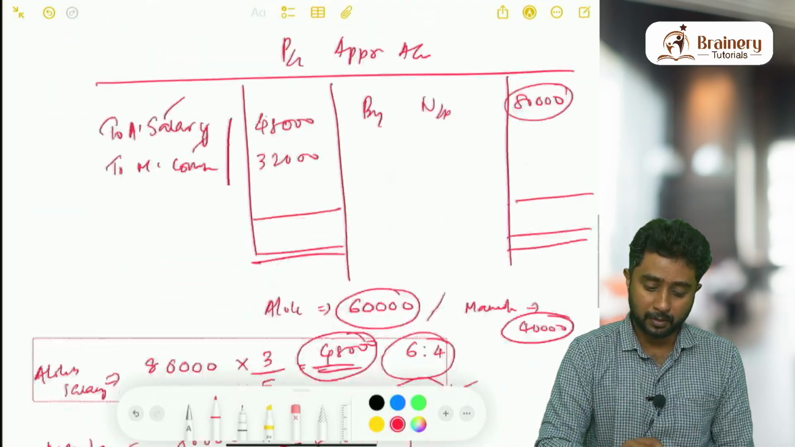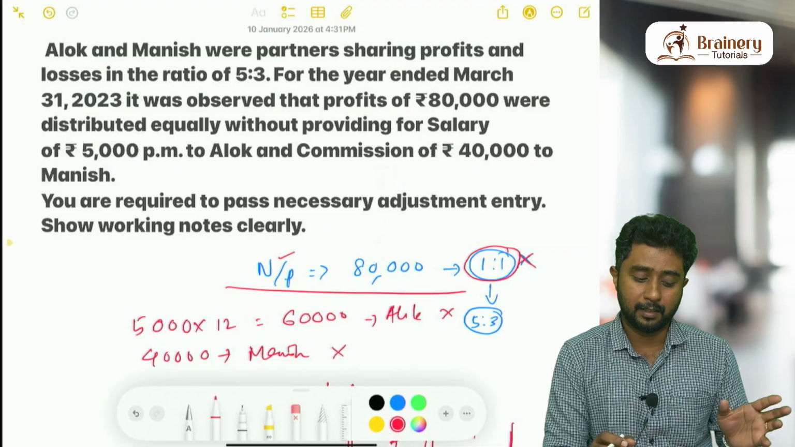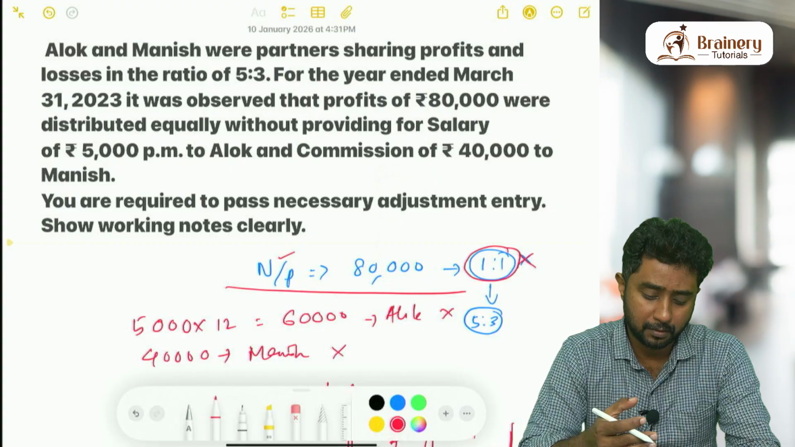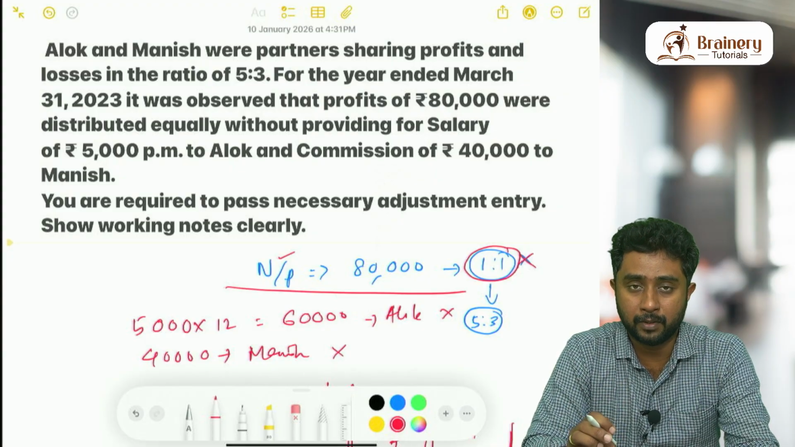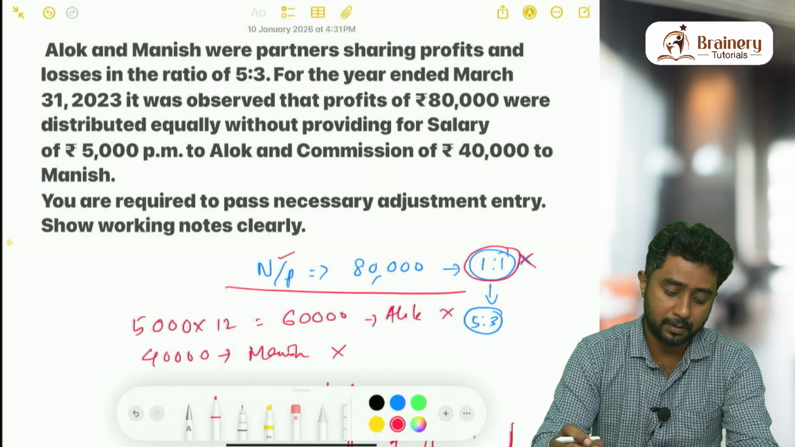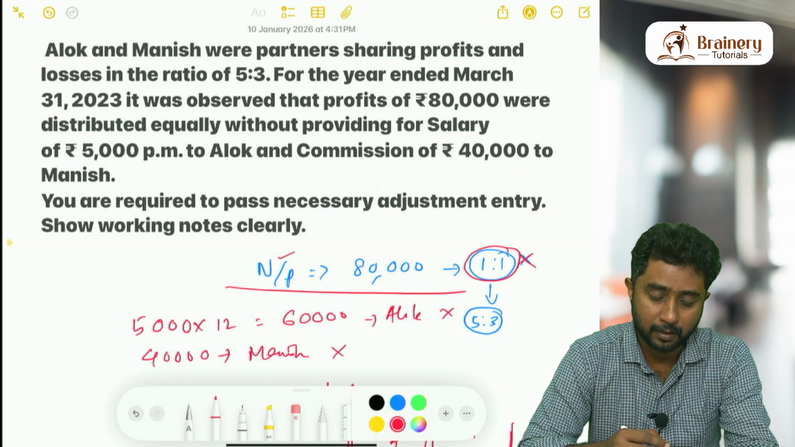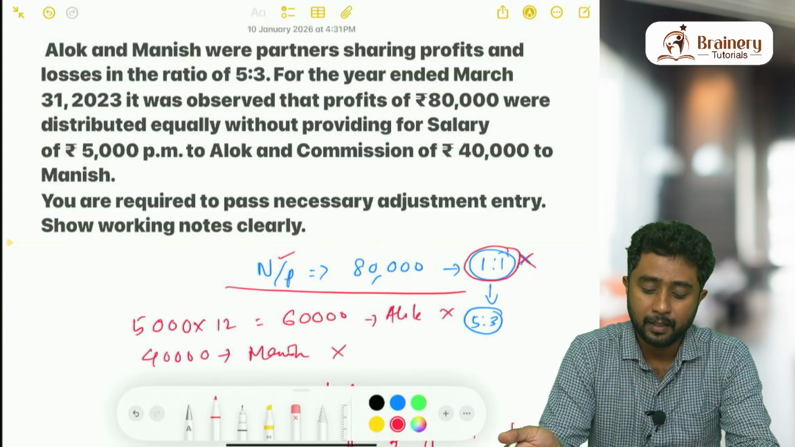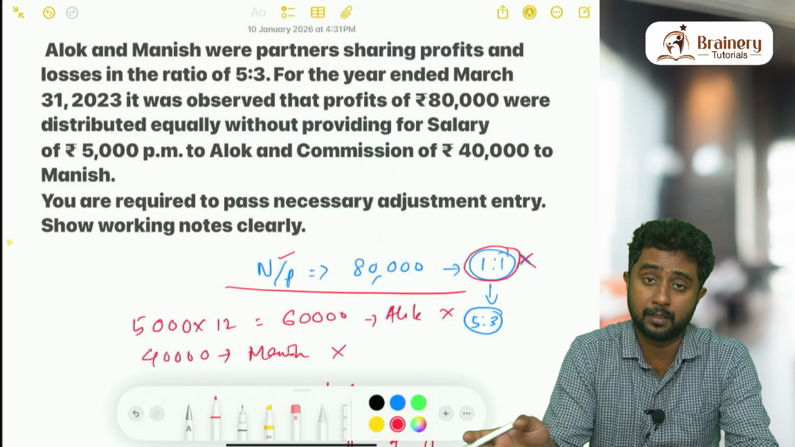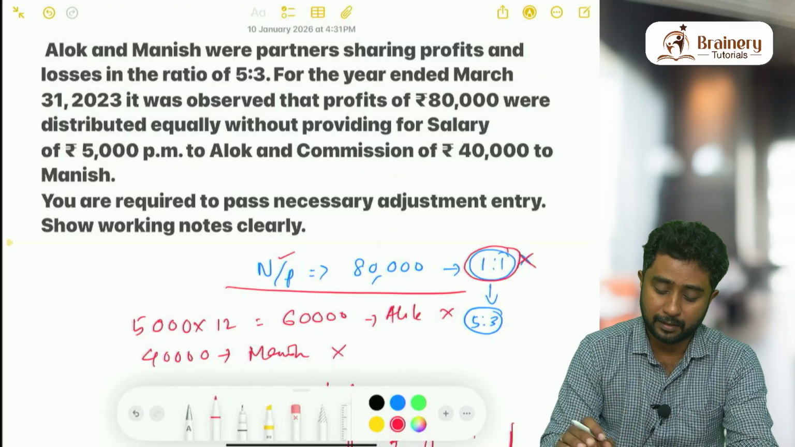So hope you understood the sum. To explain it once again, first we found the mistakes made by the accountant while preparing the accounts. The first mistake is that divisible profit was shared in the wrong ratio. The second is that the 5,000 rupees salary which was supposed to be paid, we didn't pay, as well as the commission of 40,000 rupees in total, not per year, that also we didn't pay. So these are the three mistakes that we made.